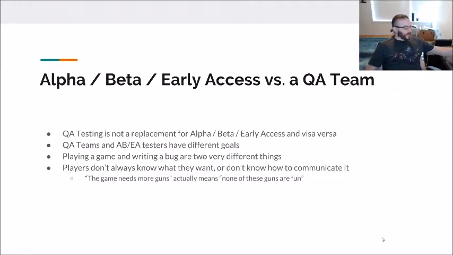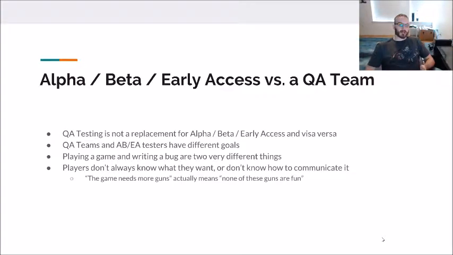So, again, like I said, this is a contentious point in the industry: alpha, beta, and early access testing versus an internal QA team. Why do I need an internal QA team if I have alpha, beta, and early access? One of these things does not replace the other and vice versa. A QA team will never be able to recreate what you want from alpha, beta, and early access, and alpha, beta, and early access players will never be able to replace what you want from a QA team.